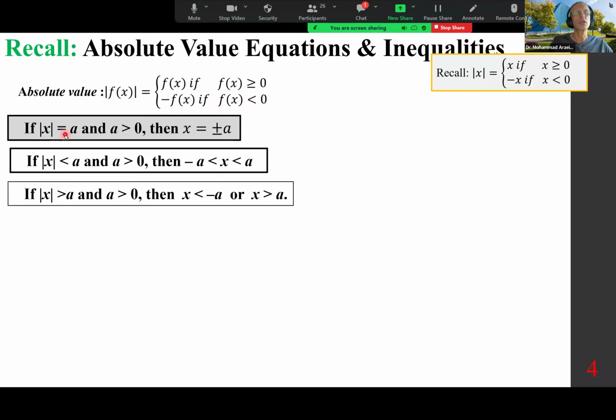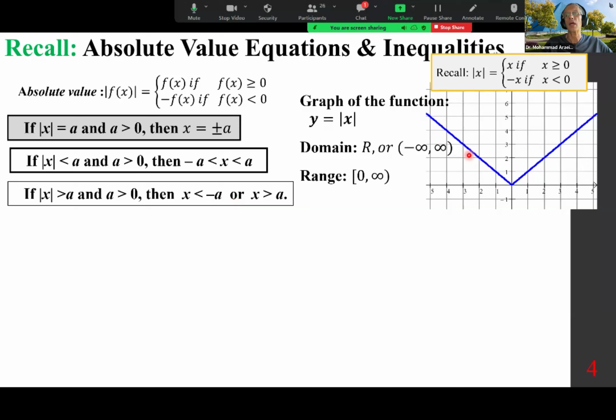Absolute value of x equals a, and a is a positive value, x is plus or minus a. If absolute value of x is less than a, and a is positive, x is sandwiched between negative a and a. And if absolute value of x is larger than a, and again a is positive, x is less than negative a or larger than a. Here's the graph, a V-shaped graph. Domain is all real numbers, range from 0 to infinity.